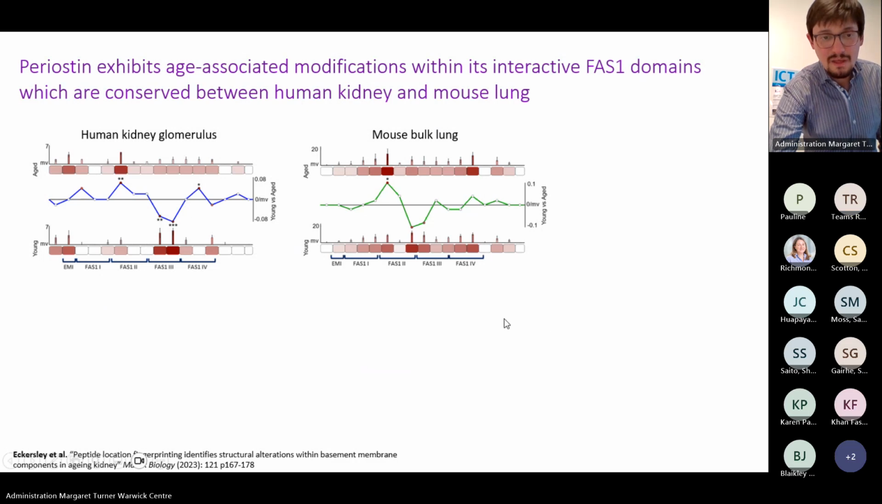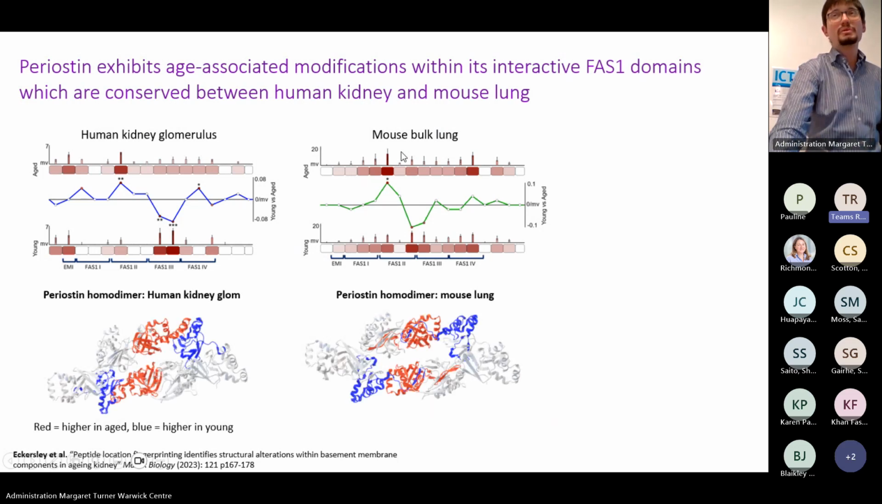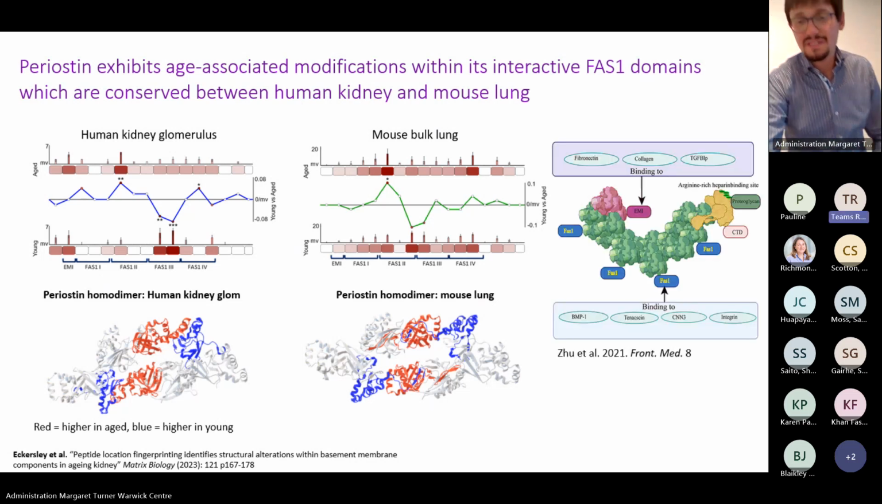Periostin, which is an important ECM linking protein, shows a characteristic increase in peptide yield followed by a decrease, followed by an increase. That pattern occurs both in kidney and in mouse lung. If you look at the 3D structure of the homodimer of periostin, it looks like a set of lips, and the exact same domains are affected in the same way. What's interesting is that these FAS1 domains where we see the changes are the ones that interact with the wider ECM, including BMP1, so there are implications in terms of tissue homeostasis there.